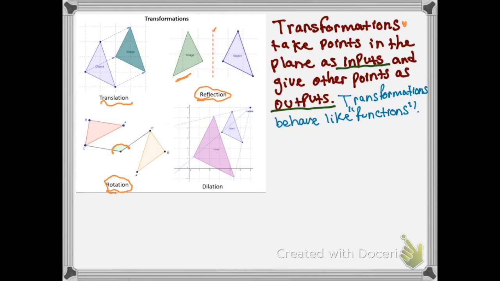It takes a point in the plane, and what I mean by in the plane, I mean a coordinate plane, as inputs and gives other points as outputs. This is like a function. If you remember back from algebra, you had this thing called f of x, and that was defined as, say, 2x. And so you had inputs, right? Suppose you had the point x comma y, and that was, say, 2 comma 4. So your input is 2 and your output is 4 because 2 times 2 is 4.